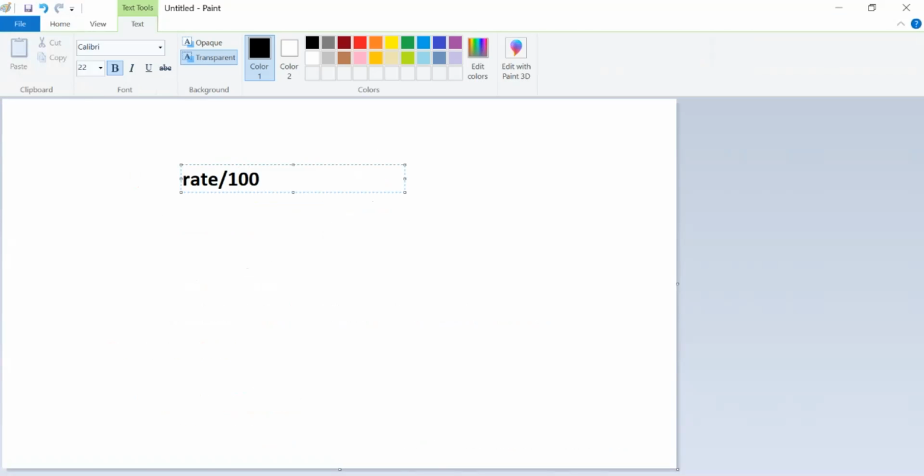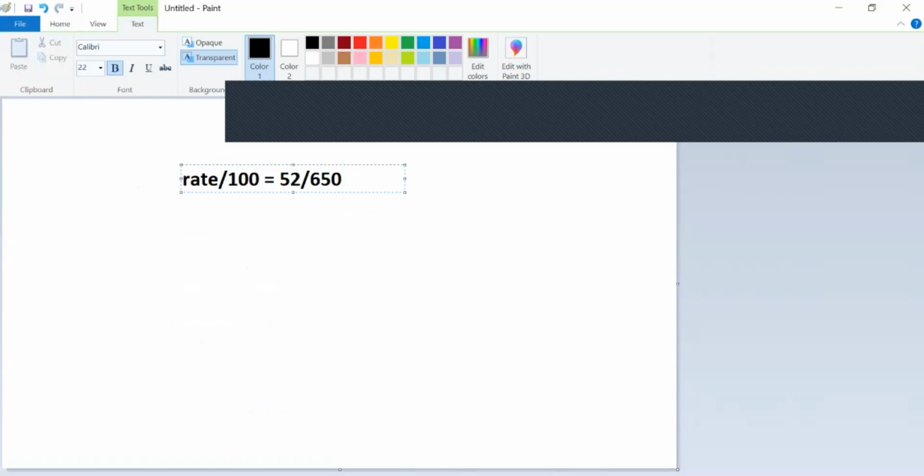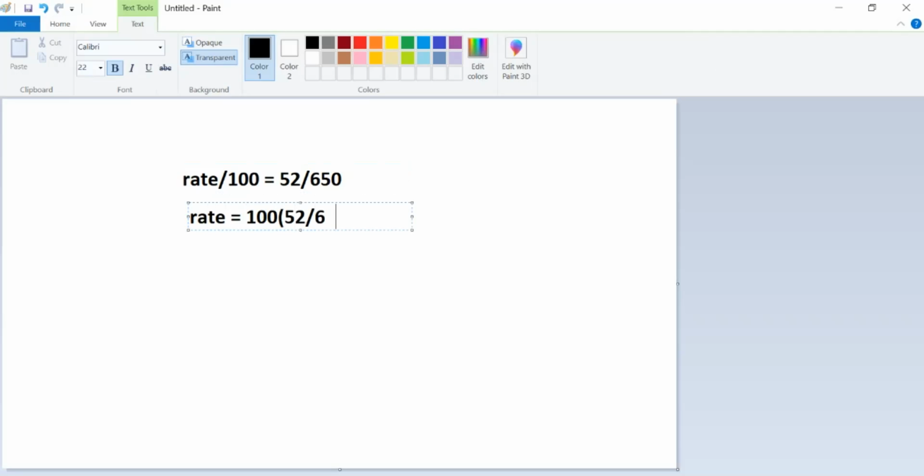So it's rate, or percent, divided by 100 is equal to the part, 52 like you said. The base is 650, right? Yes. And then you're solving for the rate, right? So rate is just going to be equal to, you move 100 to the right-hand side, on top, times 52 divided by 650, whatever that is. The answer is 8.